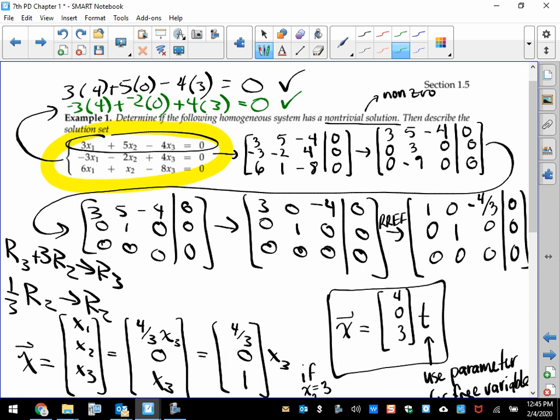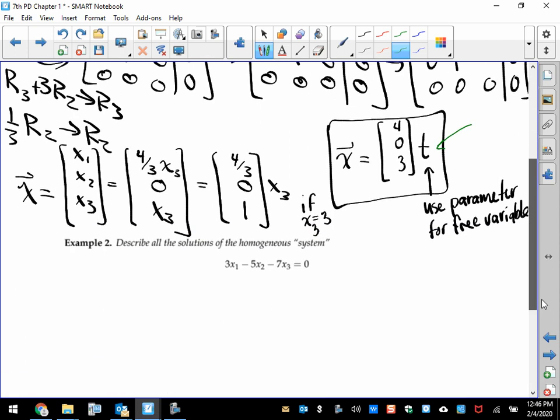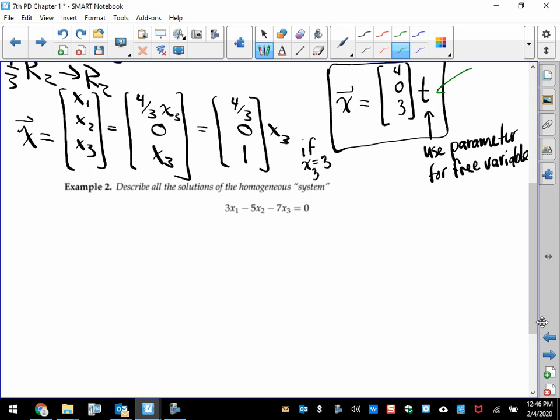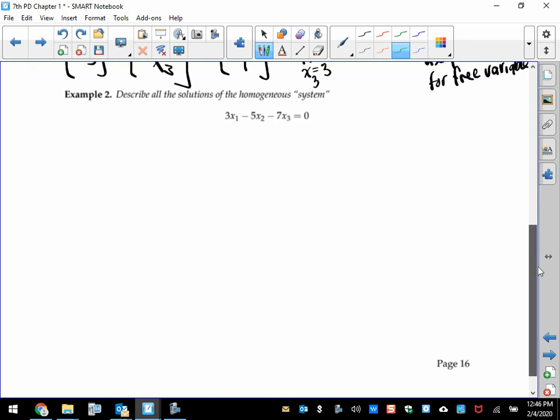Not only does it satisfy each equation, but if I scale this, if I let t be any value, like 10, that solution will still work in every one of these equations. So this is the vector parametric form of the solution. So every value that I pick here for t will end up giving a new solution.